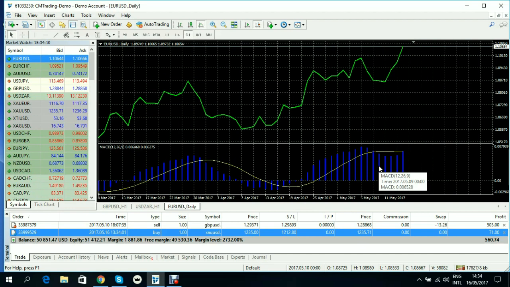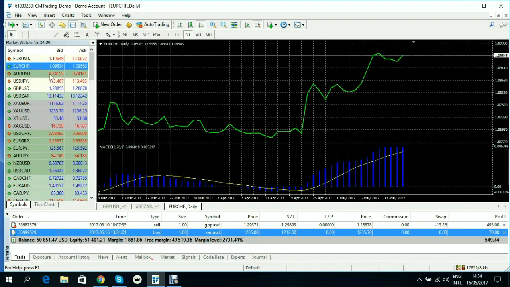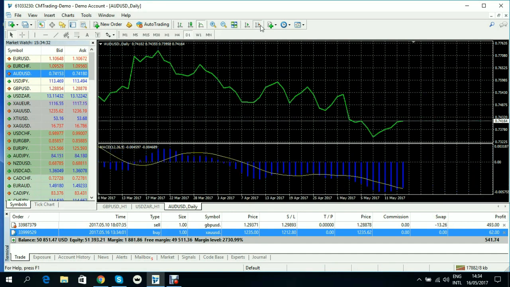So it's important that we understand that the bars and the signal line must cross above the zero zone to confirm a buy trend. And let's look for a sell. It's important that the bars and the signal line must cross below the zero zone to confirm a sell signal.